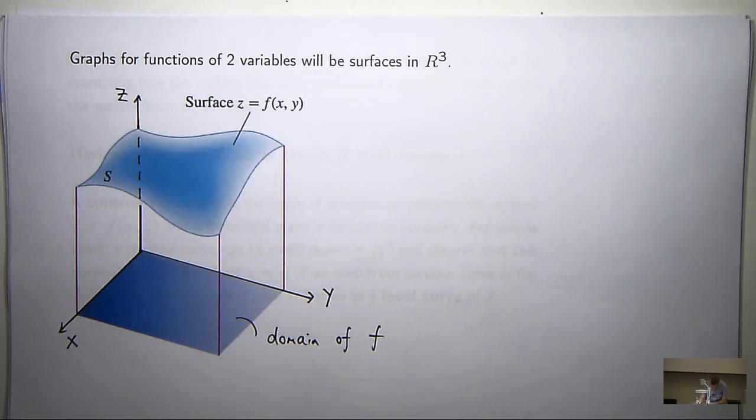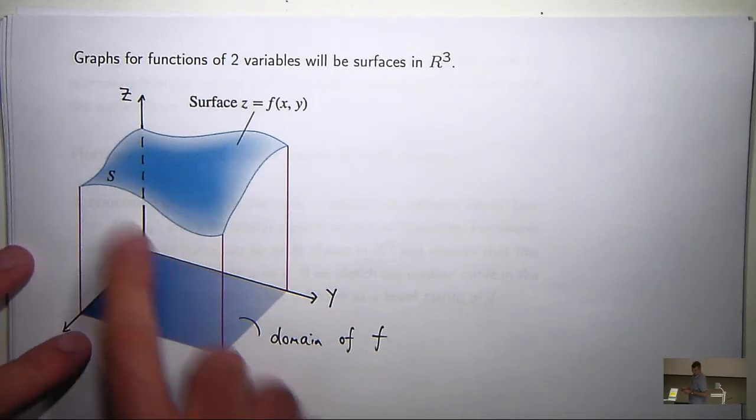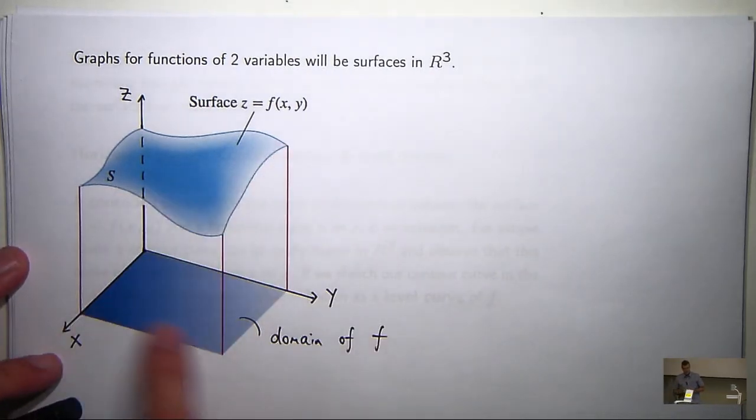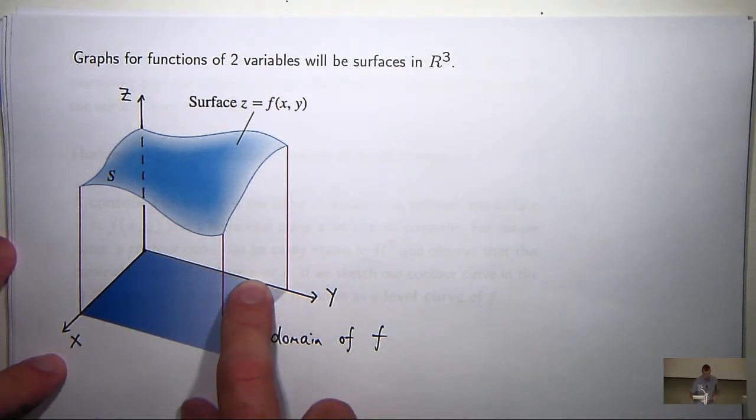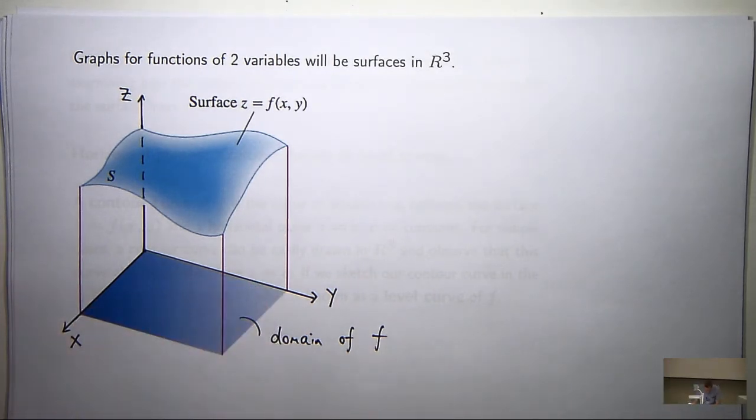You can think of this rectangle representing the domain of the function. It might not be a rectangle, it might be something else, like a disk or something. And for each point in the domain, you've got a corresponding height above or below the xy plane, given by f of x comma y, okay?